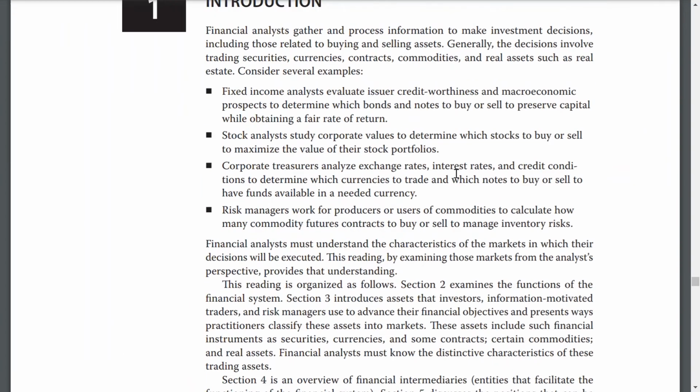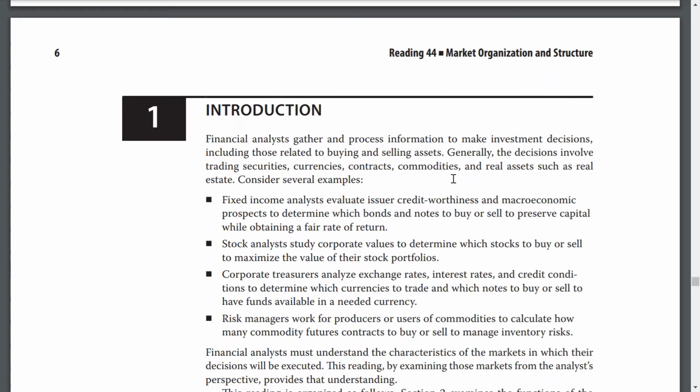Introduction. Financial analysts gather and process information to make investment decisions, including those related to buying and selling assets. Generally, the decision involves trading securities, currencies, contracts, commodities, and other real assets, such as real estate. Consider several examples. Fixed income analysts evaluate issuer creditworthiness and macroeconomic prospects to determine which bonds and notes to buy or sell to preserve capital while obtaining a fair rate of return.